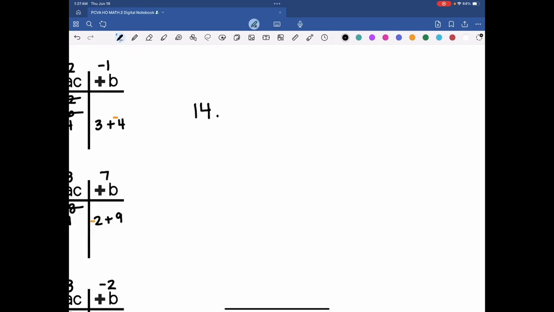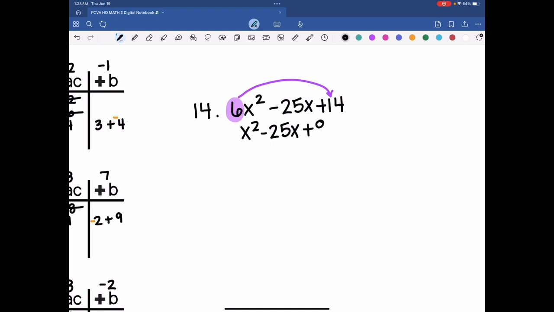I'm going to do one more example that's got a little bit bigger set of numbers. So I've got 6x squared minus 25x plus 14. I can see that I don't have a GCF here. I'm going to take that 6, slide it over to the 14, and multiply them together. So that's going to give me x squared minus 25x plus 84. We need two numbers that multiply to give us the a times c, which is 84, but add to get the b, which is negative 25.